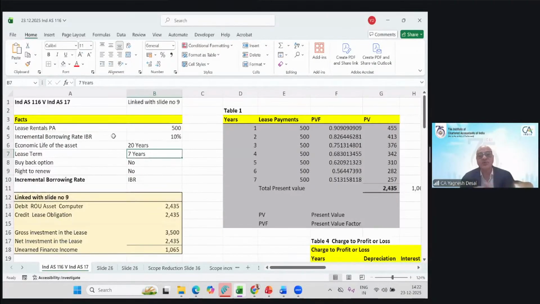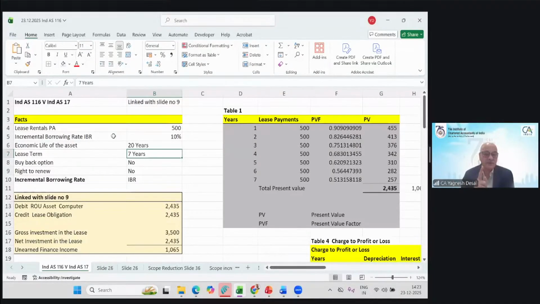Friends, let me tell you those important conditions because of which the whole standard has evolved and now revolves around. What are these conditions? There has to be a contract. And obviously there has to be an underlying asset. The underlying asset has to be A, identified, and B, specified.